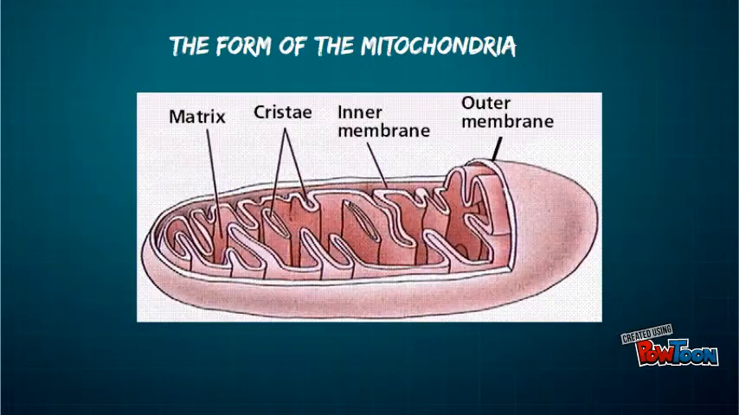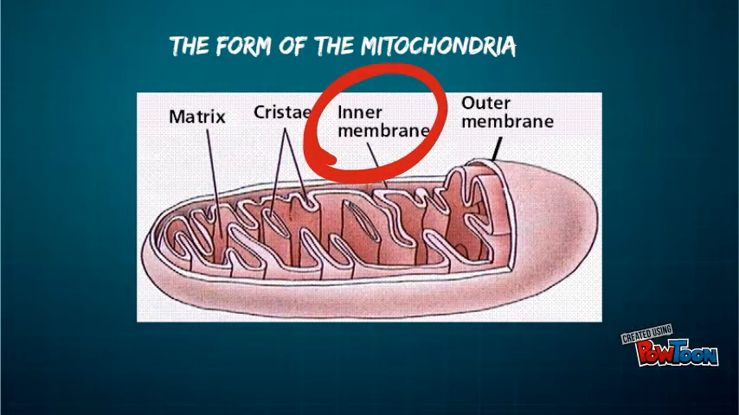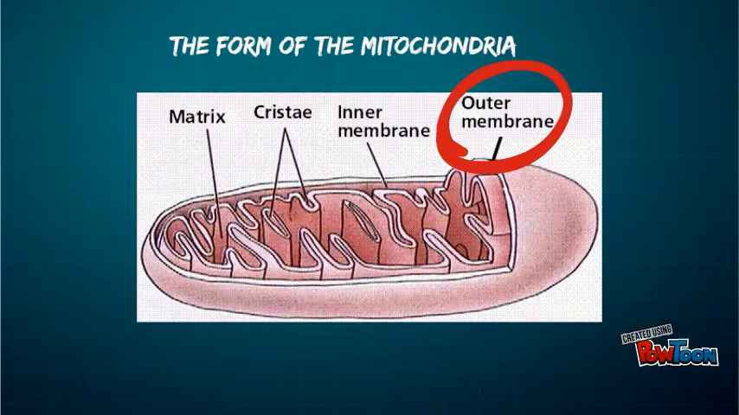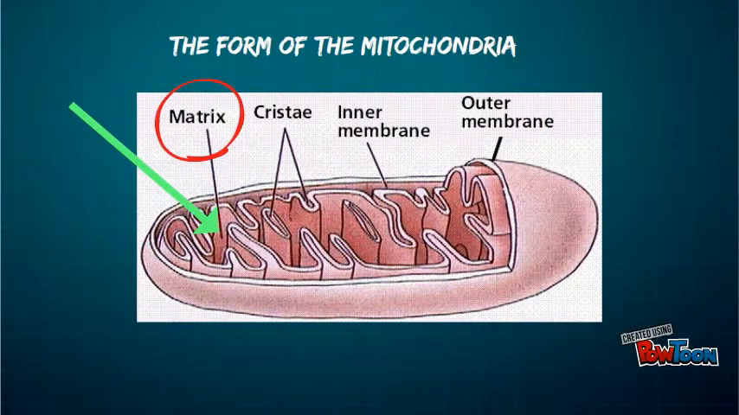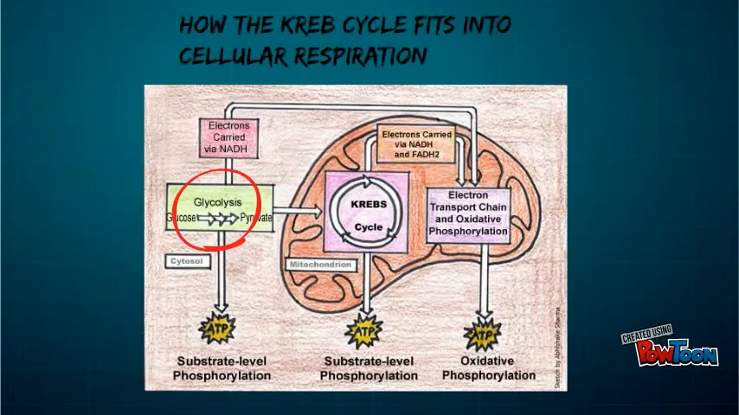The mitochondria is made of a folded inner membrane that is surrounded by an outer membrane. The Krebs cycle takes place in the matrix of mitochondria, which is the fluid that the mitochondria contains. The Krebs cycle takes place after glycolysis, which is how glucose is broken down to pyruvate.